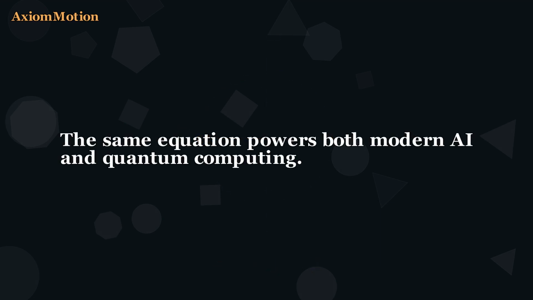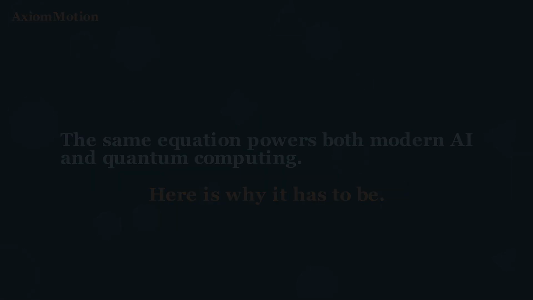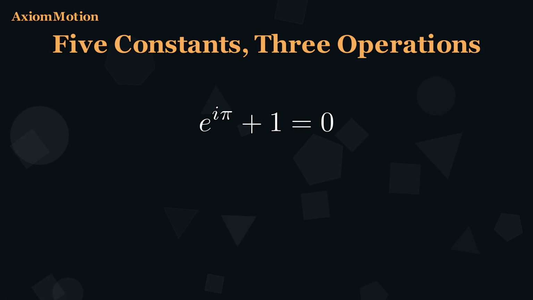The same 5-symbol equation is running inside the language model you use today and inside every quantum computer on Earth. Here is why it has to be. Let us look at this equation one symbol at a time.